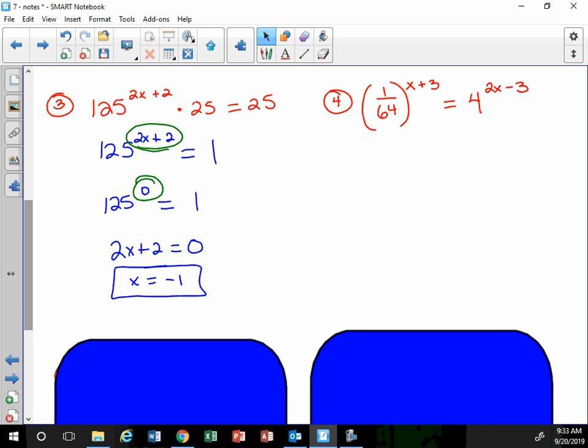If you bring the 4x over, would that be negative 10x? And then 12 over negative 10 would be, yeah.